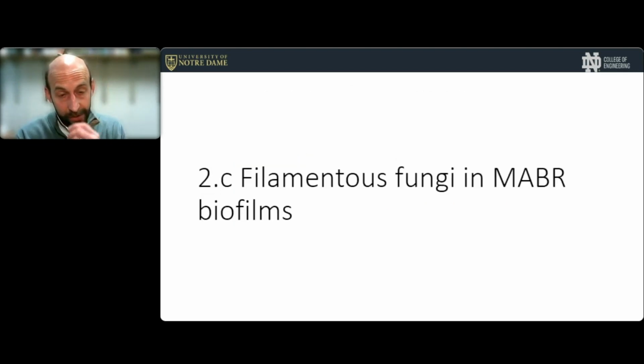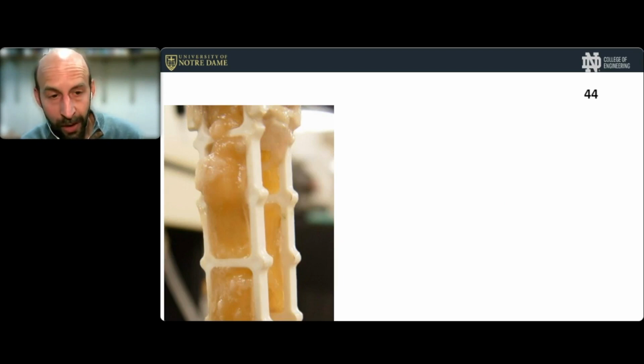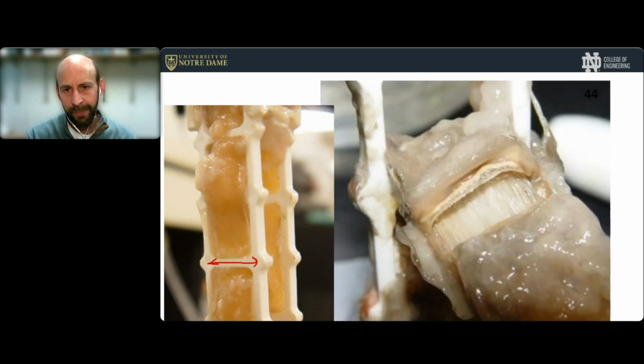Another interesting topic is filamentous fungi in MABR biofilms. So we found that when growing biofilms on these membranes with high donor concentrations, massive biofilms formed, massive biofilms. So this is around 1 centimeter in dimension. And here you can see this also is probably on the order of a centimeter or close to a centimeter. And we couldn't understand why. And they were also very rubbery and different from other kinds of biofilms that we've worked with.